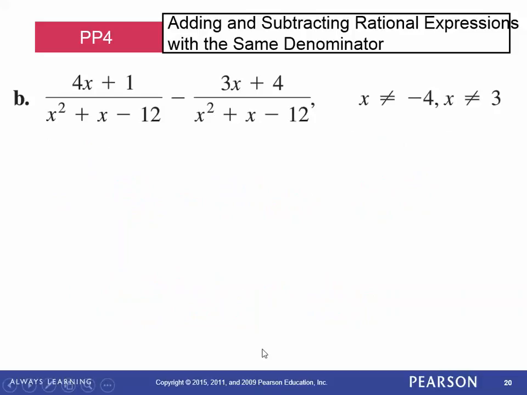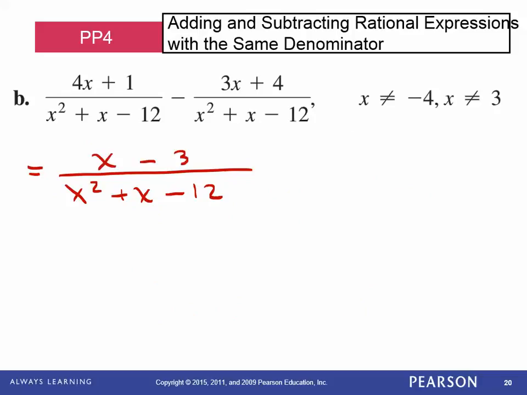Still keeping up with us here? Hopefully you guys got it. Same exact denominator, we're good. So we're just going to be subtracting the top. 4x minus 3x is an x. 1 minus 4 is a minus 3. And then we also still have to check whether it could be factored and reduced.